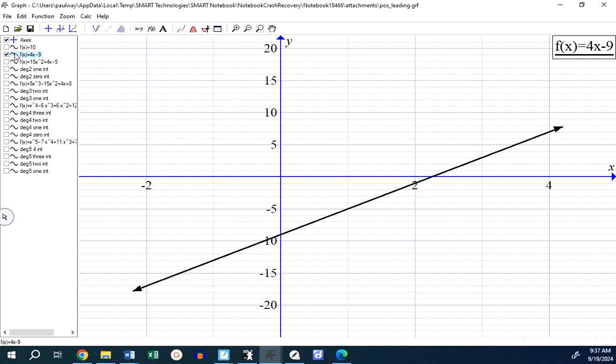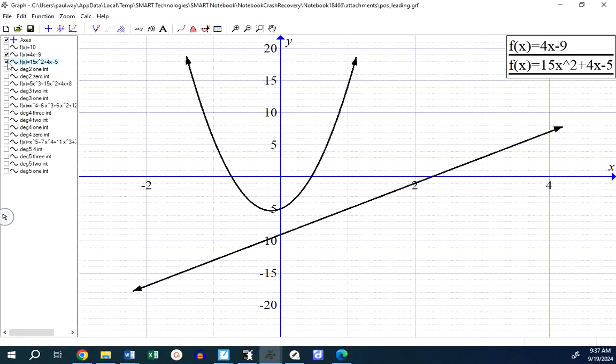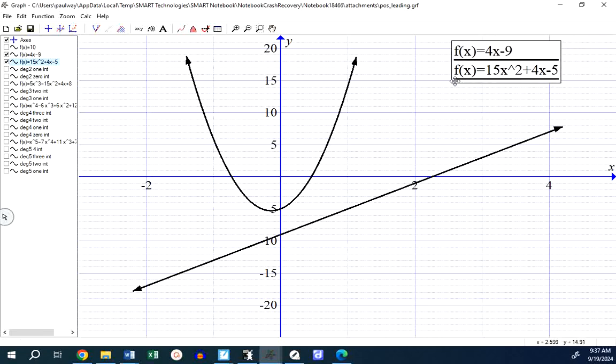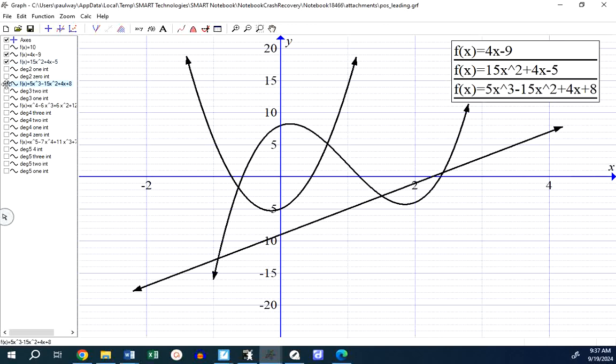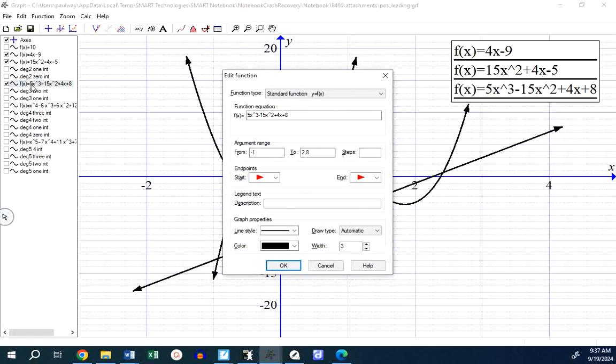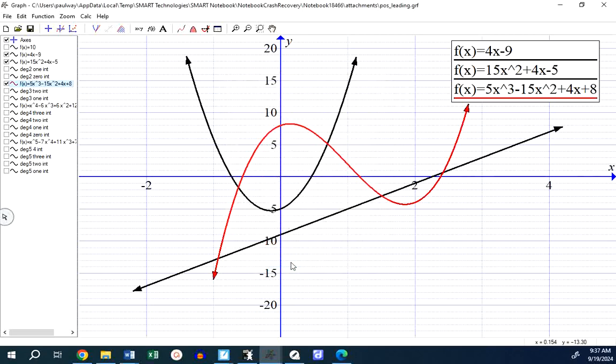Take a look at the graph. Here is a quadratic. The constant term of this quadratic happens to be negative 5. Take a look at the graph. I hope you see it almost immediately. We're talking about the y-intercept. When I take a look at this cubic, that's underlined in red and graphed in red, the constant term is 8, the y-intercept is 8.